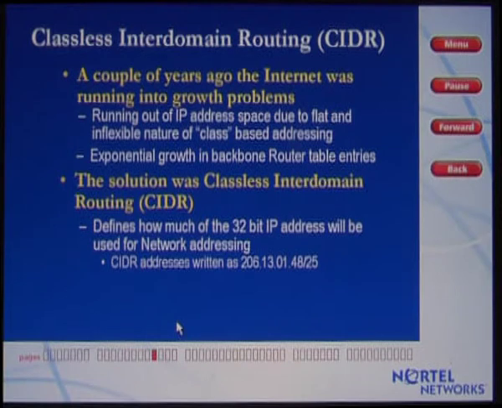A CIDR address includes the standard 32-bit IP address and also information on how many bits are used for the network prefix. For example, in the CIDR address 206.13.01.48/25, the /25 indicates the first 25 bits are used to identify the unique network, leaving the remaining bits to identify the specific host.